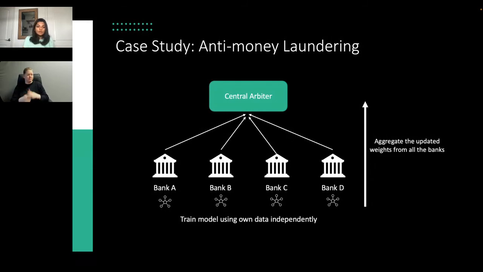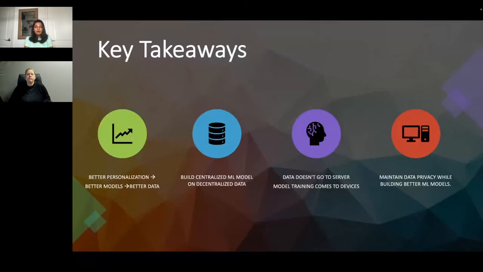So let me summarize it as part of the key takeaways. Better personalization is achieved by building a better model, which needs better data, right? So it's a connected loop: only if you have enough data can you build a very personalized model. And what we are trying to do with federated learning is not kill the concept of having more data. Rather, we are trying to kill the concept of sharing that data. So we are trying to centralize the model building while the data is still on decentralized devices or decentralized systems.